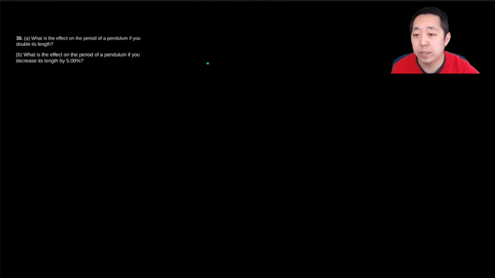So, what is the effect on the period of a pendulum if you double its length? Well, for A, the period goes up. If I double L, then it will go up, but it will go up by a factor of root 2.